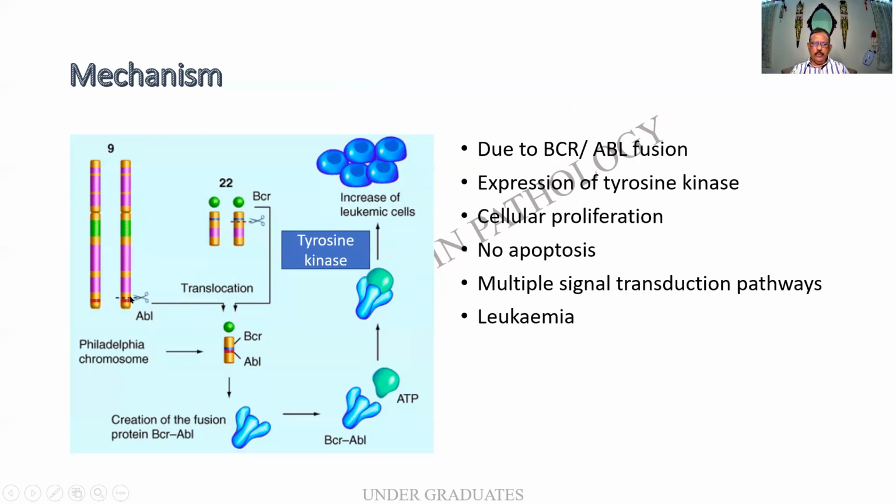So in the Philadelphia chromosome, there is a translocation. You get the BCR-ABL gene, and you find that there is a fusion of this, and it leads to ATP, which is again attached, release of the tyrosine kinase, which leads to an increase in the leukemic cells or the formation of leukemia.